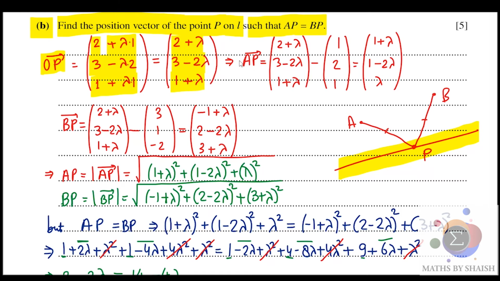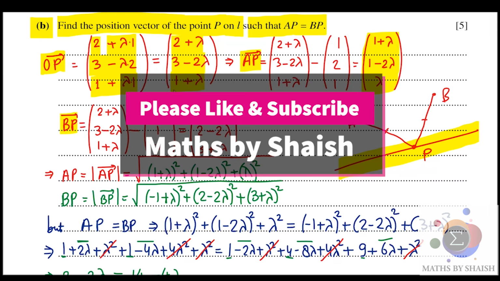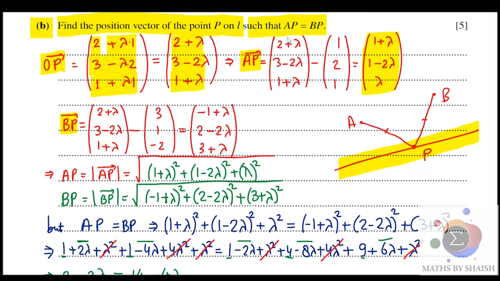So from here we will calculate AP. AP is P minus A. So we got this. These are the components of AP. And similarly we will calculate BP, because we know that the condition is AP equals BP. We calculated AP and BP just by using the simple rule that AP is the position vector of P minus the position vector of A, and BP is the position vector of P minus the position vector of B. And then we will calculate the AP distance, that is the magnitude of the vector AP, and the BP distance again.